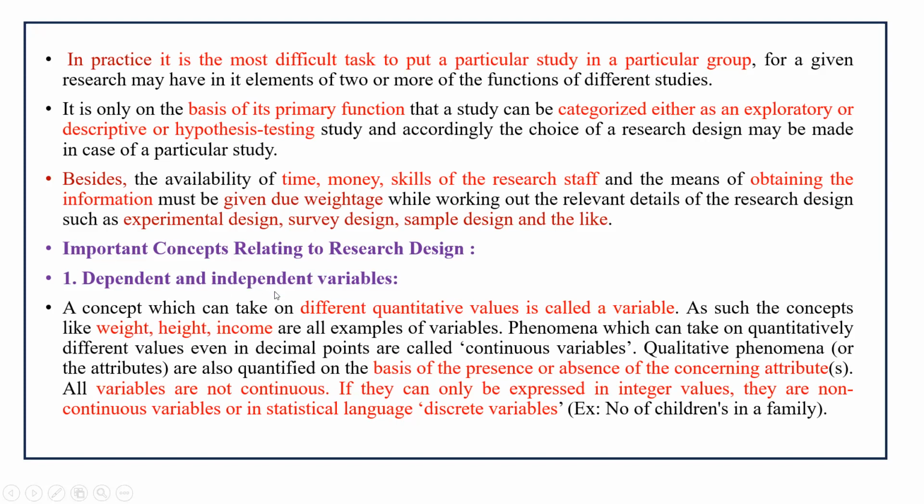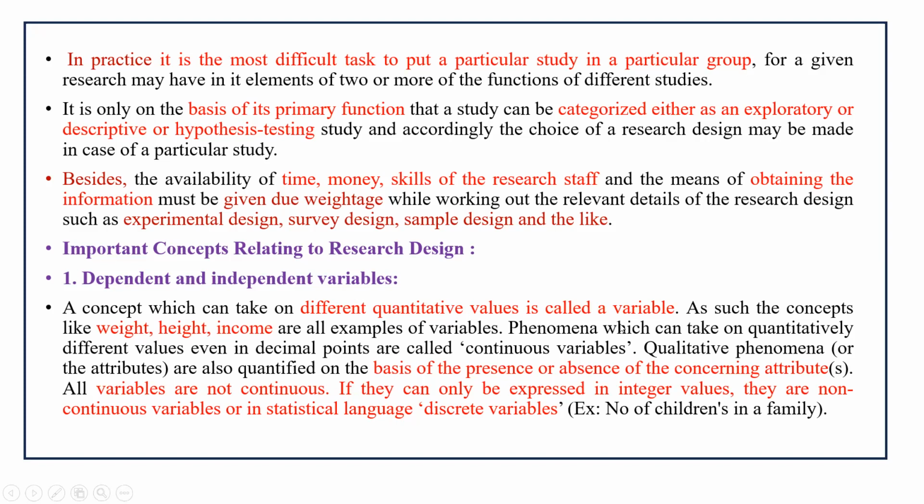Now, there are a few important concepts related to research design. One is dependent and independent variables. We have previously also seen what dependent and independent variables are. A concept that can take on different quantitative values is called a variable. So first, a variable should take on different quantitative values. Now, what are quantitative values? Quantitative values are what we call variables.